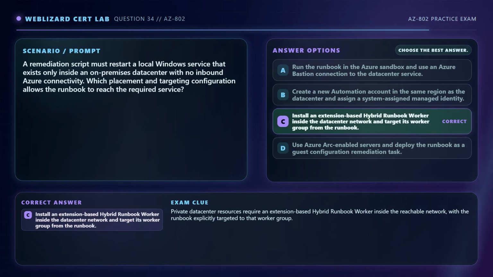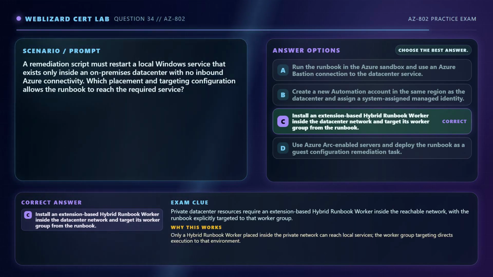The correct answer is C. Install an extension-based hybrid runbook worker inside the data center network and target its worker group from the runbook. Only a hybrid runbook worker placed inside the private network can reach local services. The worker group targeting directs execution to that environment. Private data center resources require an extension-based hybrid runbook worker inside the reachable network, with the runbook explicitly targeted to that worker group.